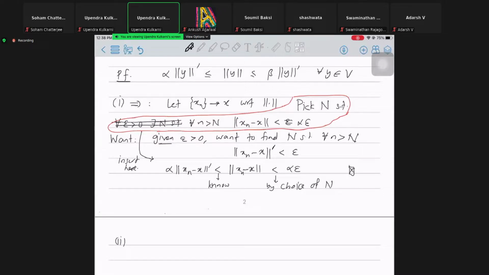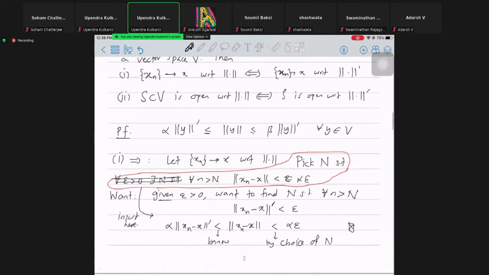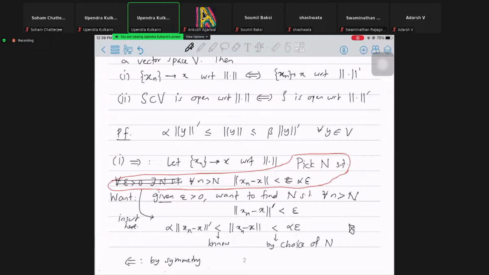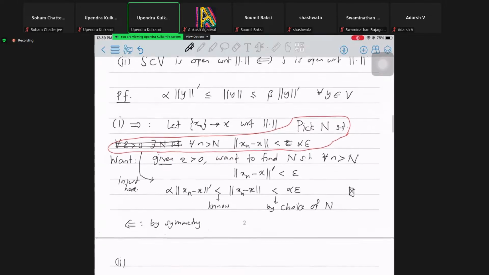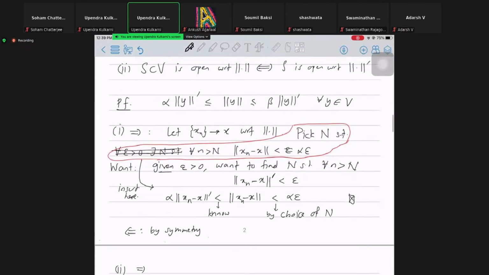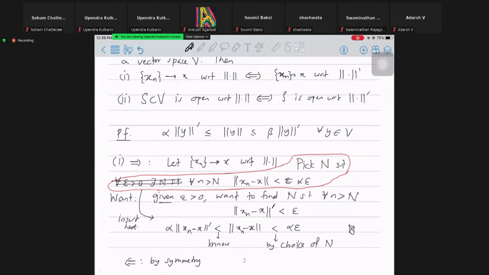Okay. So how about number 2? And so converse, so this direction is by symmetry. Okay, so how about number 2? Okay, so let us suppose again that. So suppose, go ahead, please.